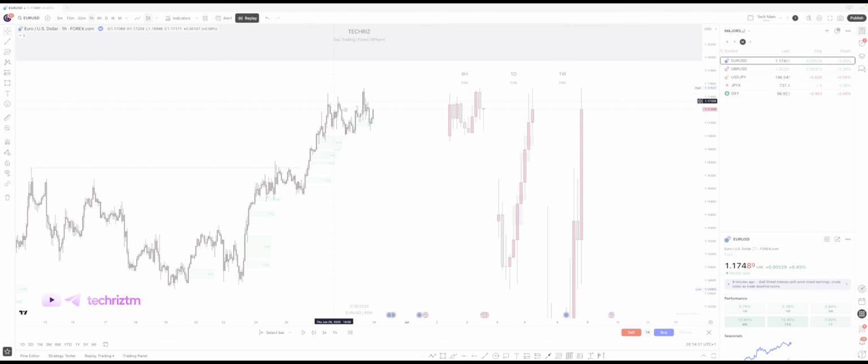Your session indicator just helps you see the different sessions of the market, nothing more. It doesn't help you trade.